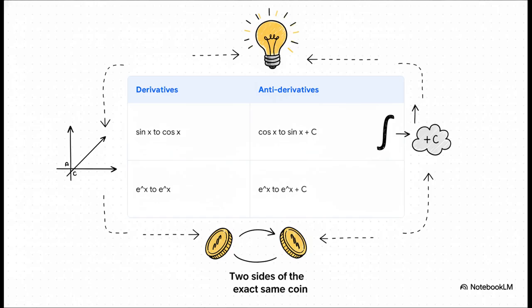If you know that the derivative of sine is cosine, well, you get the integral formula for free. The integral of cosine is simply sine plus our constant c. Same goes for e to the x. If its derivative is e to the x, its integral is e to the x plus c. They are literally just two sides of the exact same coin.